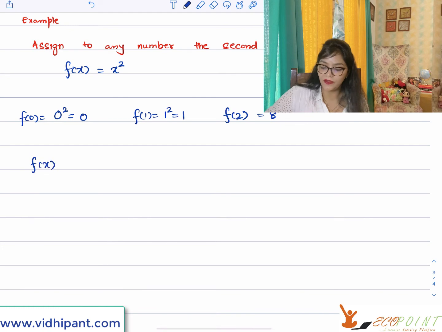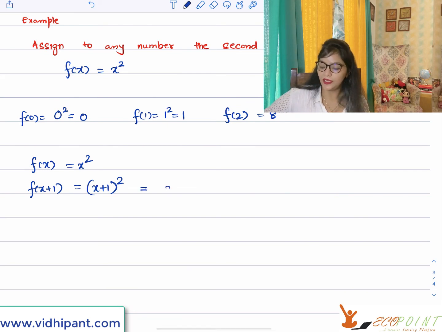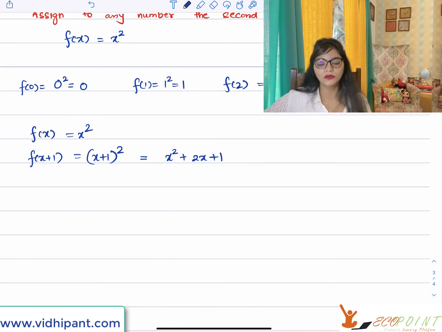Similarly, if f of x is x squared, then f of x plus 1 will be (x plus 1) whole square. So your input is x plus 1, okay? So it's going to be different from x square plus 1. Your input is x plus 1, and this will be x square plus 2x plus 1, okay? So that's what a functional notation is for any function.